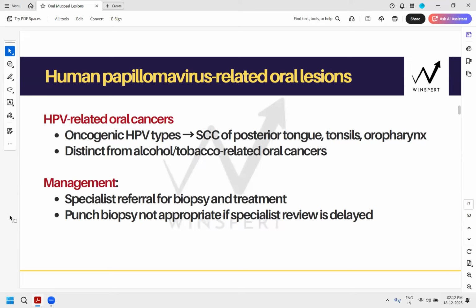So HPV related benign lesions could have a red flag because the sites are the tongue, lateral border of the tongue, right? And also the HIV link, right? So that is why referral to the specialist would be required.